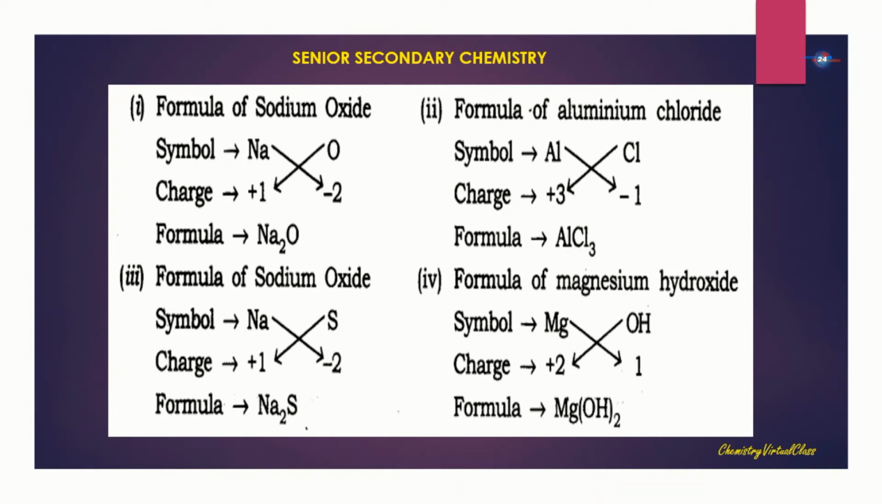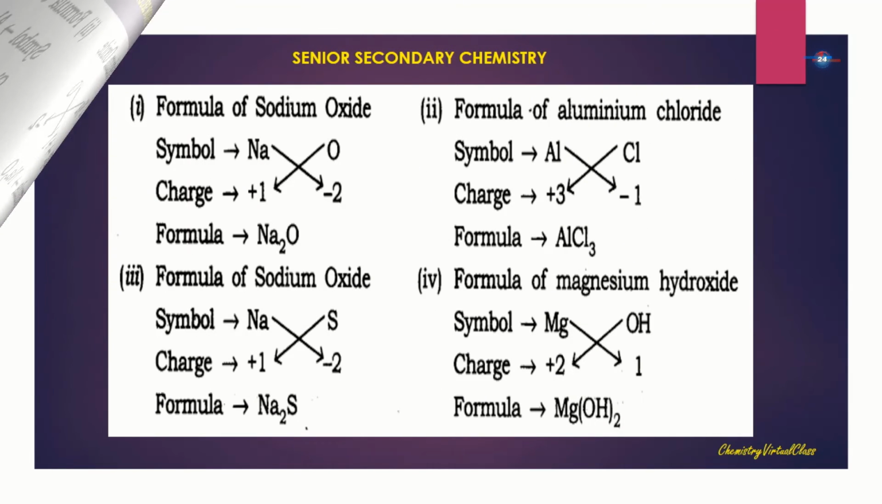Very, very important. Most students don't remember to put that 3 there when they are writing the chemical formula for aluminium chloride. Remember, that should be represented as AlCl3. It should appear there. Let us write now the chemical formula of magnesium hydroxide.